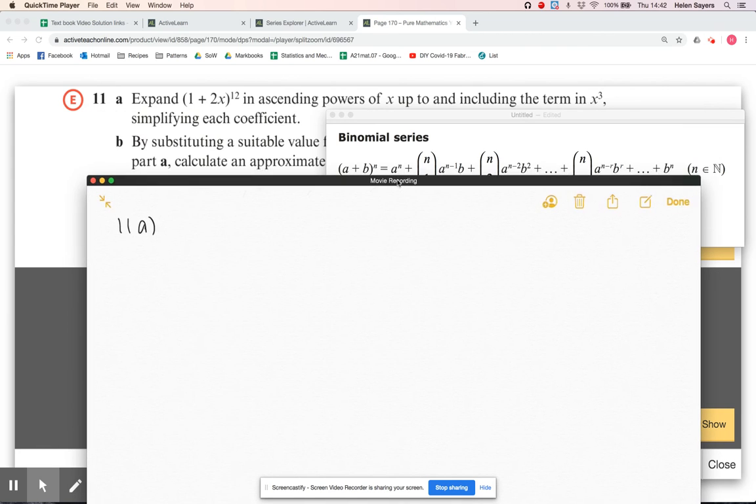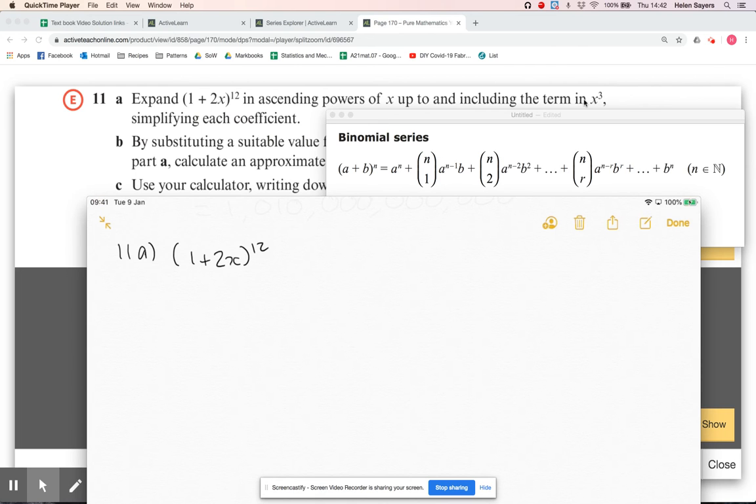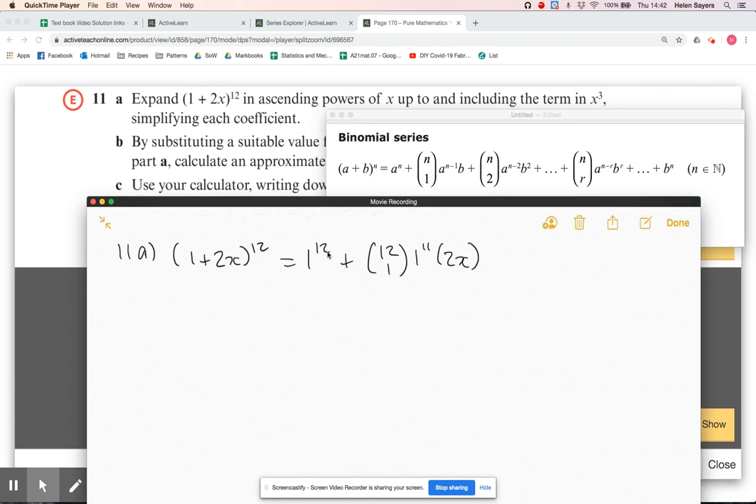Let's do this expansion. I'm expanding 1 plus 2x to the power of 12, and I only need to go so far as the x cubed term. So for us, a is 1, b is 2x, and n is 12. So it's going to be 1 to the power of 12 plus 12 choose 1, 1 to the power of 11 times 2x. Each time the power of 1 is going to reduce by 1: 12, 11, next power will be 10.